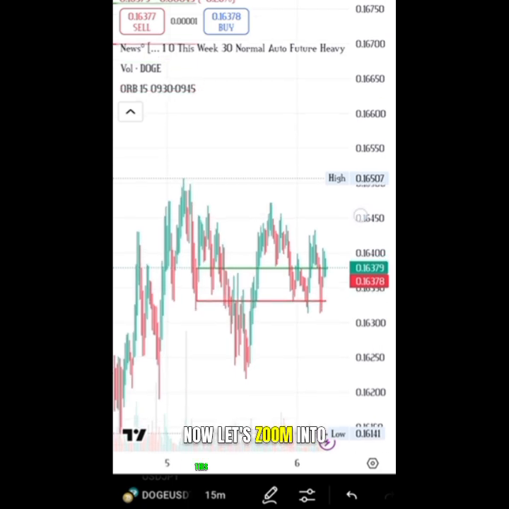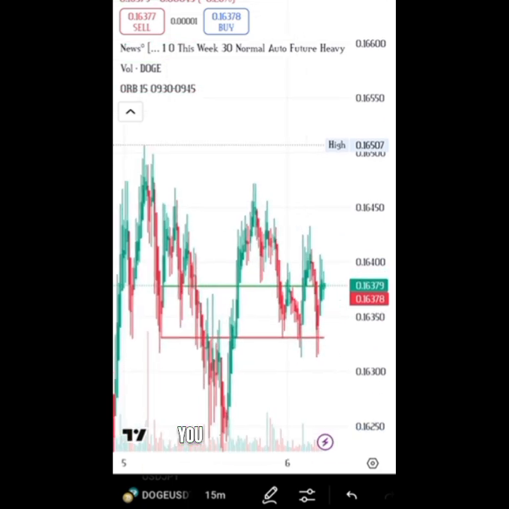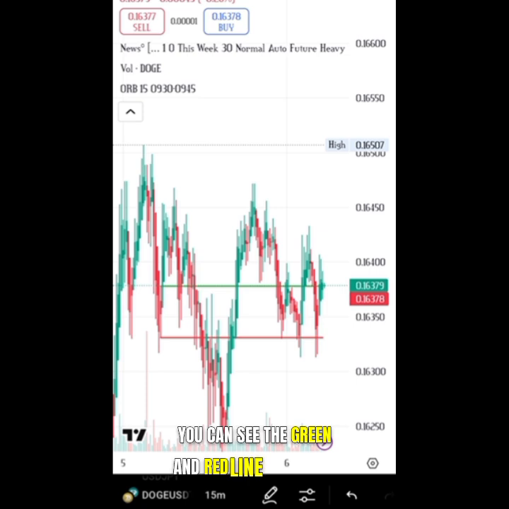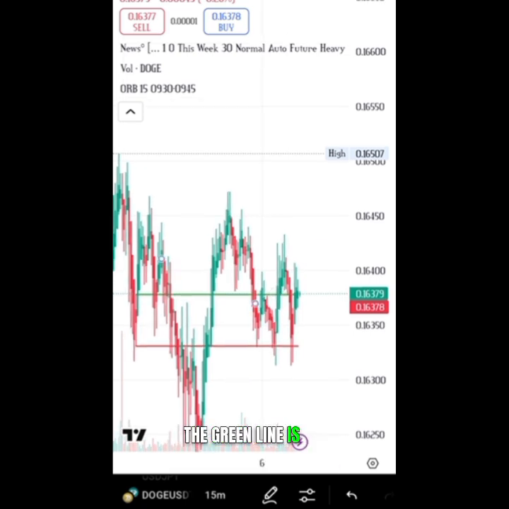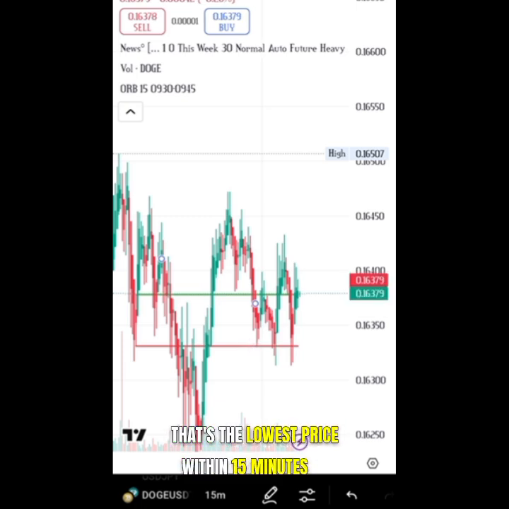Now let's zoom into this so you can see clearly. You can see the green and red line. Right now the green line is my high. That's the highest price within 15 minutes of price action. The red one is my low. That's the lowest price within 15 minutes of price action. This green line is my high and this red line is my low. That's basically what it means.